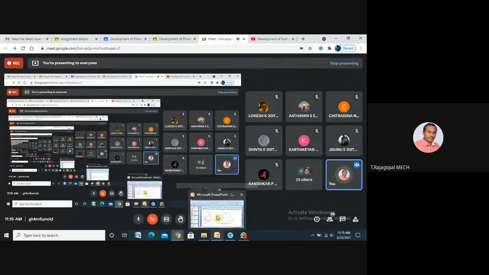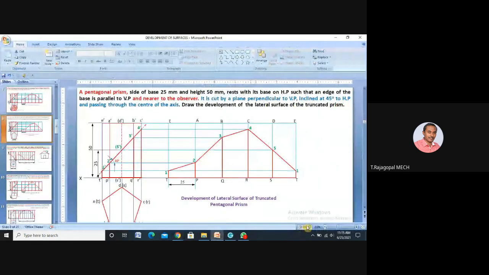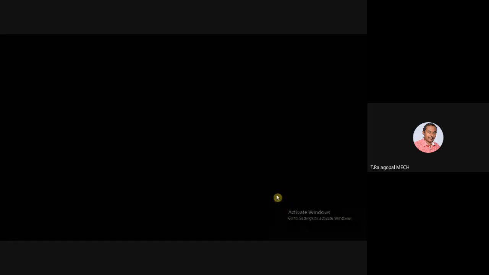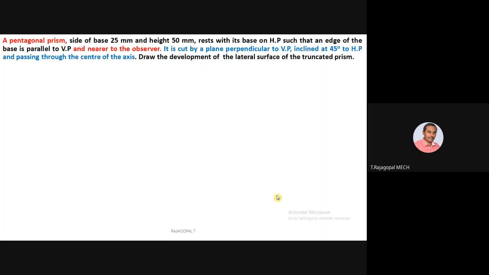So today we are going to discuss one more prism problem. In the last session, I hope you discussed square prism followed by hexagonal prism. So today I would like to start with one more prism to make yourself comfortable with the development of surface, parallel line development in pentagonal prism.